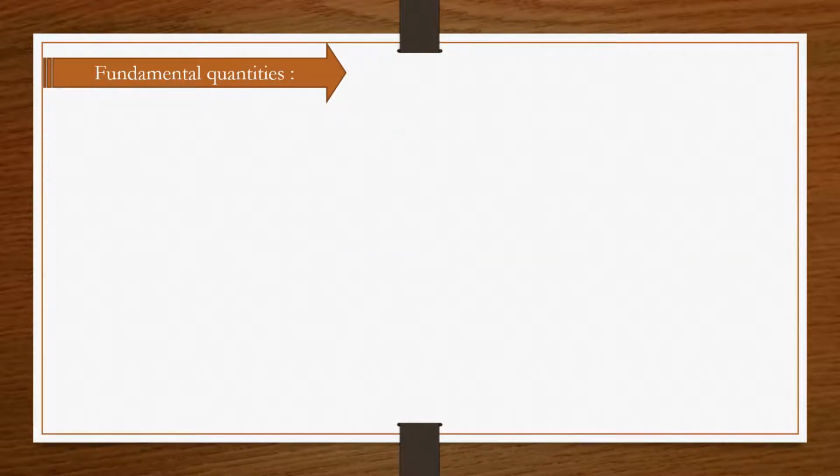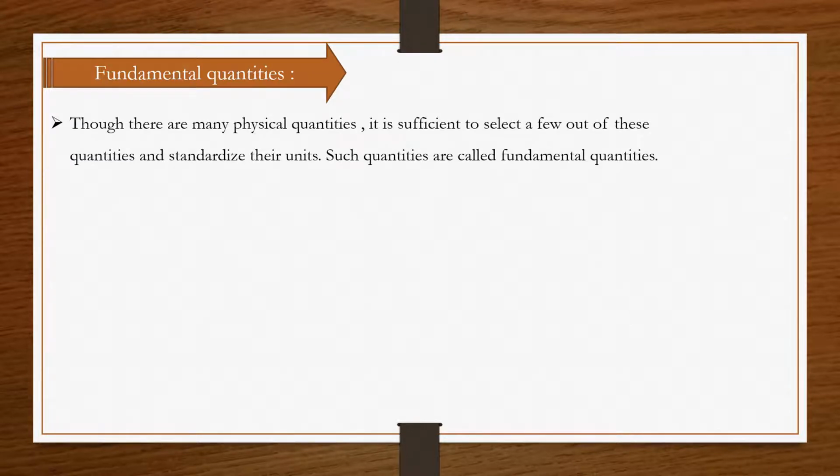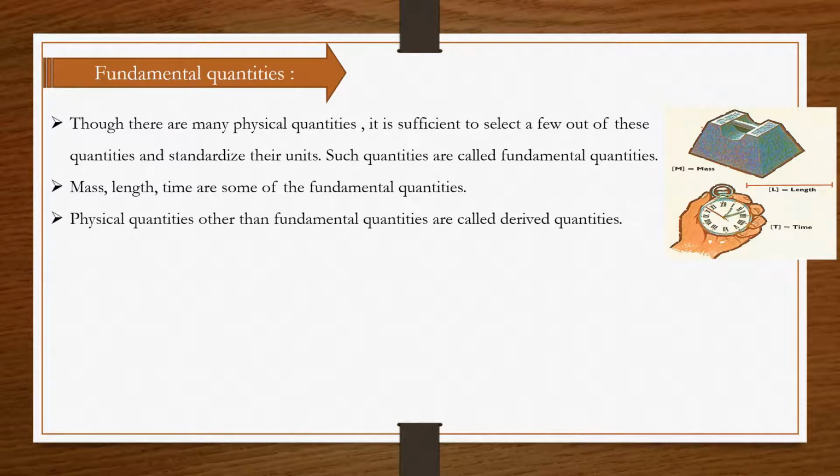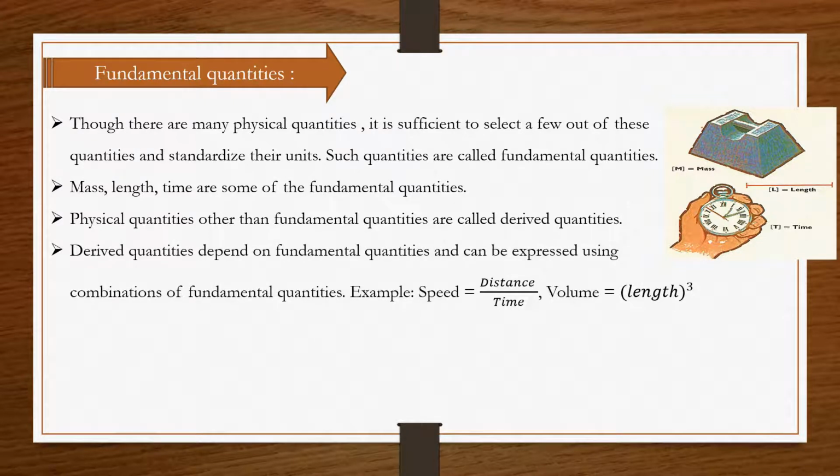Now let's learn about fundamental quantities. Though there are many physical quantities, it is sufficient to select a few out of these quantities and standardize their units. Such quantities are called fundamental quantities. Then mass, length, time are some of the fundamental quantities. Physical quantities other than fundamental quantities are called derived quantities. And derived quantities depend on fundamental quantities and can be expressed using combinations of fundamental quantities.